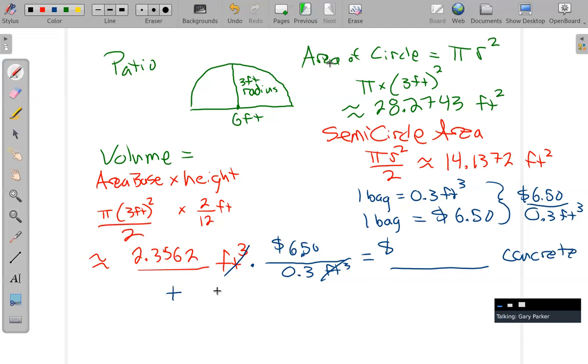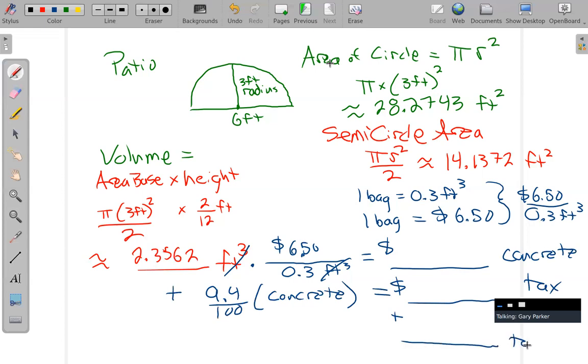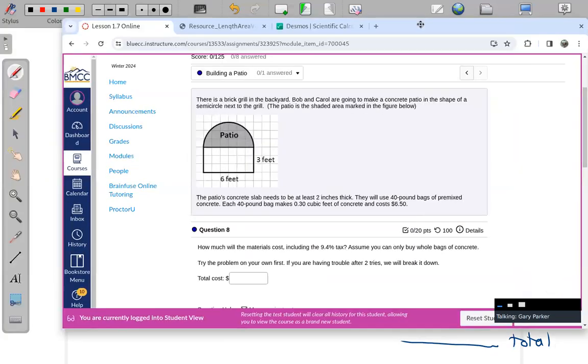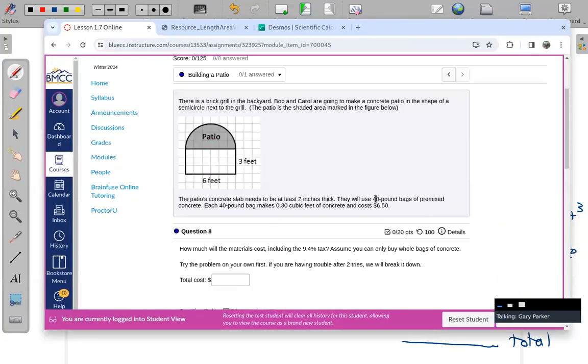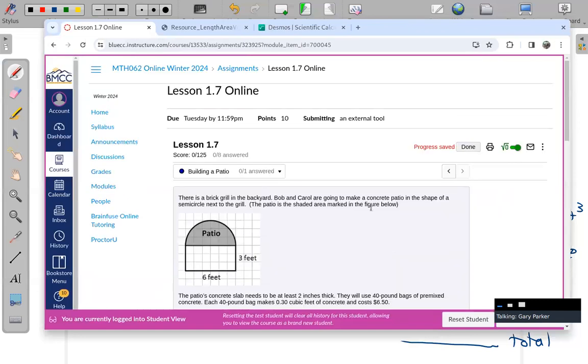the 9.4% sales tax. So 9.4% times that concrete cost. So find that number. So that's our tax. And then if we add those up, that's going to give us our total cost. And I think that is the end of our mission. So double check that and you're done. Congratulations. I'll catch you later.